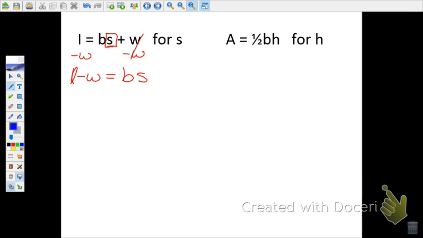What's my next step? Divide by B. Can you raise your hand, please? Divide by B. Divide both sides by B. So L minus W all over B. So make sure your fraction bar goes all the way across. Equals S.